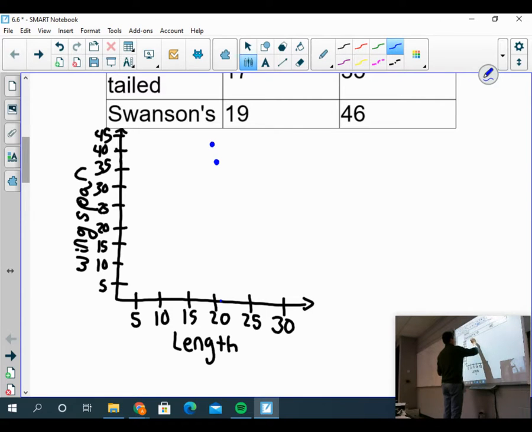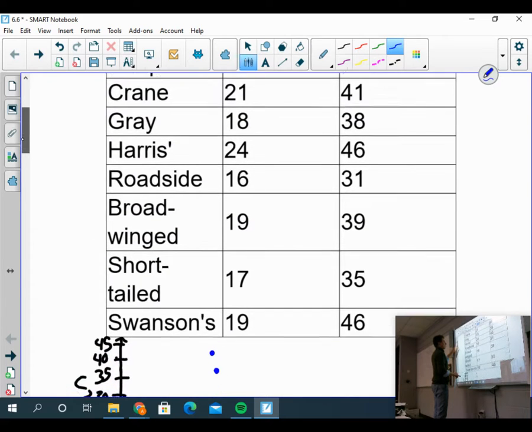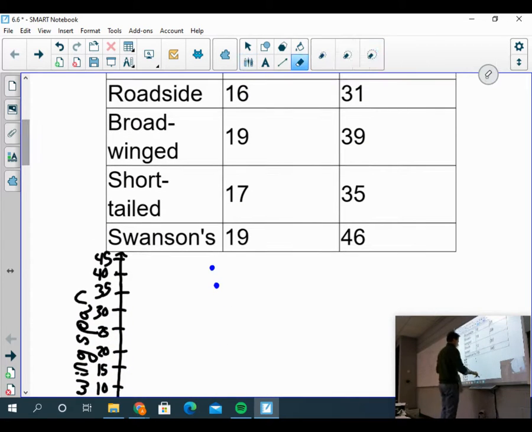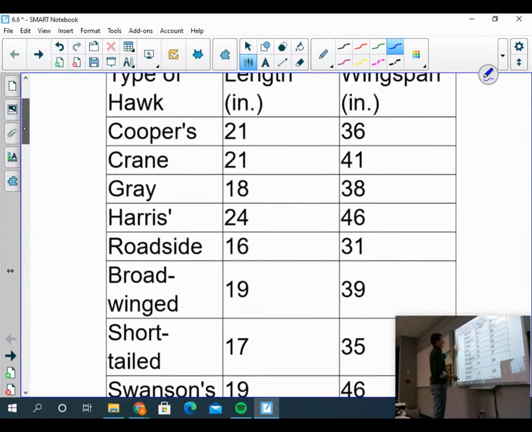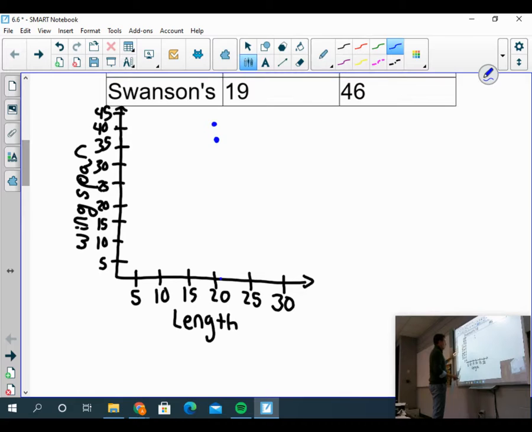21, 41 is the crane. That should probably be right on top of the other. Okay. It's not going to be perfect. That's okay. 18, 38 is our next one.